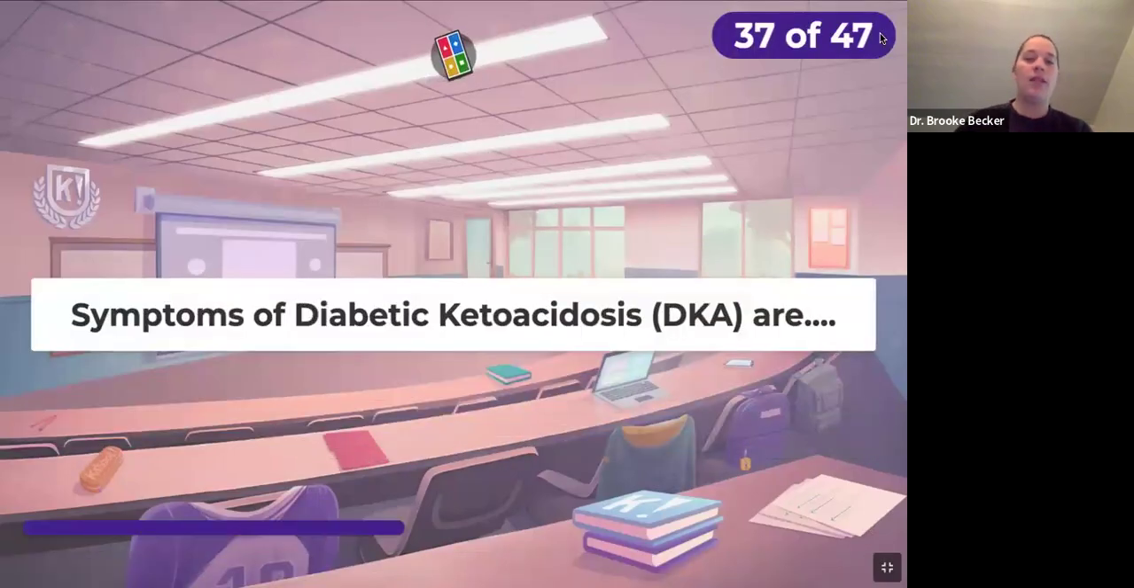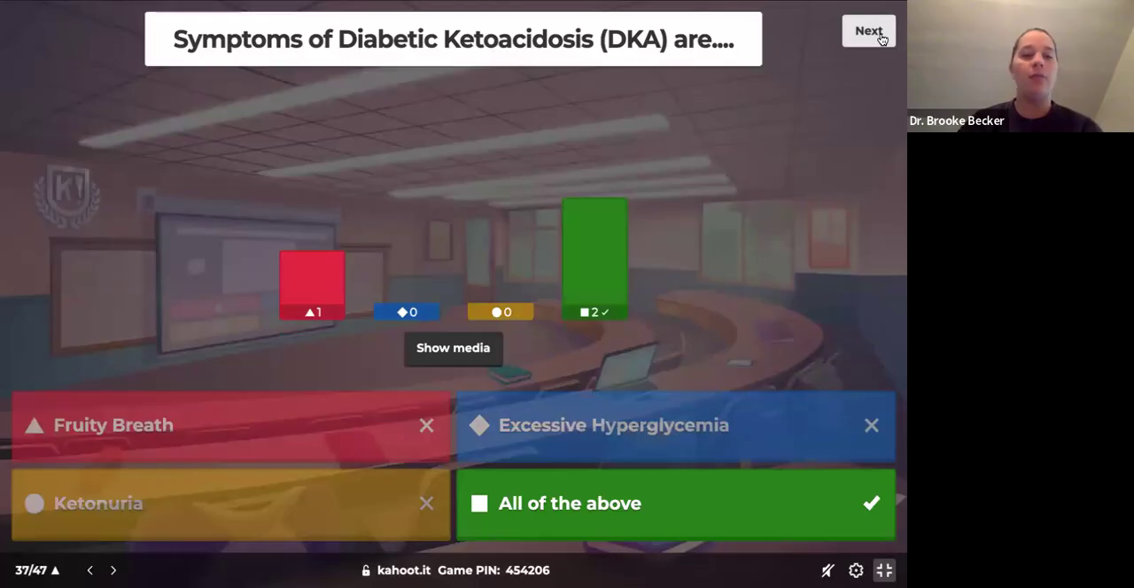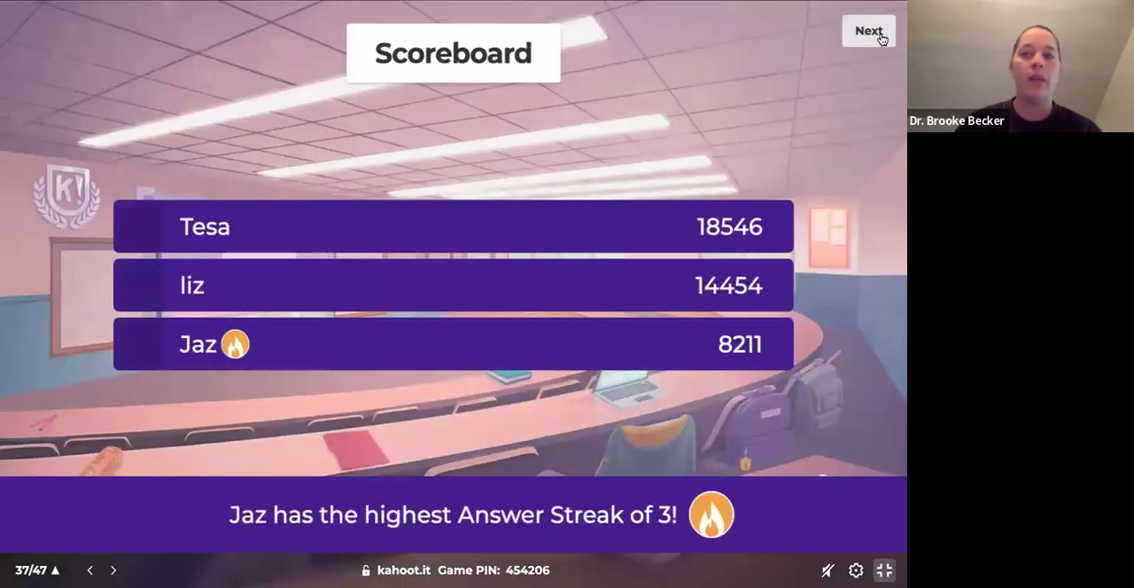Signs of DKA are fruity breath, excessive hyperglycemia, ketonuria, or all of the above. All of the above. Yep. So fruity breath, high blood glucose, and ketones in their urine. Those are signs of your DKA. Okay, good.